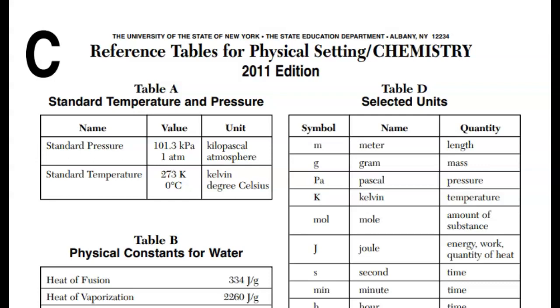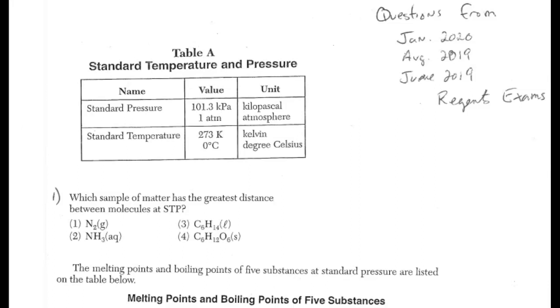I broke up all the different tables, and the last three Regents exams put the questions by the table so we can review together. Get a pen and pencil ready, your calculators, and let's get going. Here it is. These are January 2020, August 2019, and June 2019 Regents exams. Reference Table A, there are a few questions I listed here.